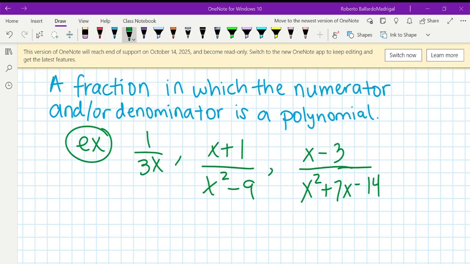And then the last vocabulary term that we're going to talk about is an excluded value. Hopefully, you remember this from last year. An excluded value is a value that makes your denominator 0.